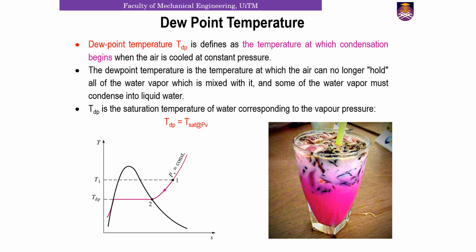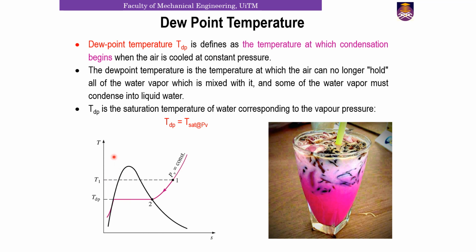So the dew point temperature is defined as the temperature at which condensation begins when the air is cooled at constant pressure. In other words, dew point temperature is the saturation temperature of water corresponding to the vapor pressure. You can see this here on a TS diagram. As the air cools at constant pressure, the vapor pressure remains constant.